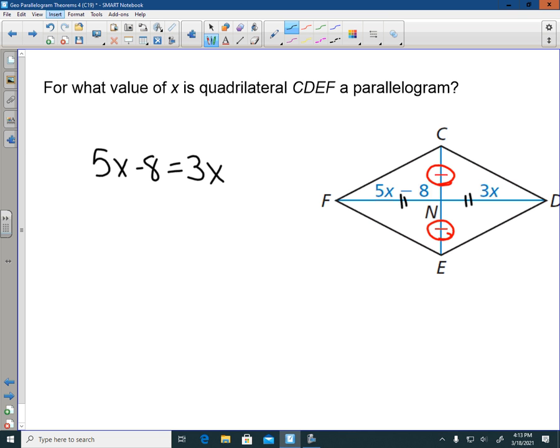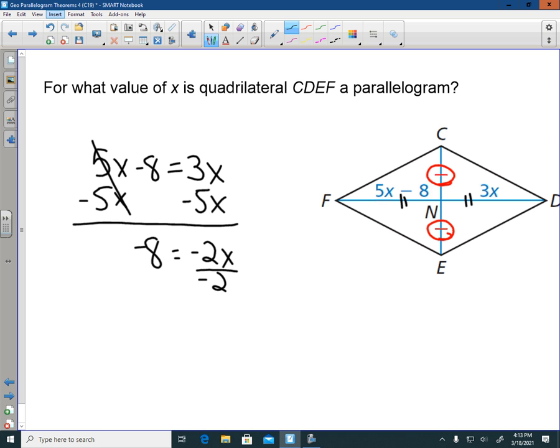So let's see. How about we subtract 5x from both sides? Might as well. We could do a lot of things, but that's a good start. On this side, we have negative 8 equals negative 2x. And then we can divide by negative 2 on both sides and get 4 equals x. And this is the value of x that will make quadrilateral CDEF a parallelogram.